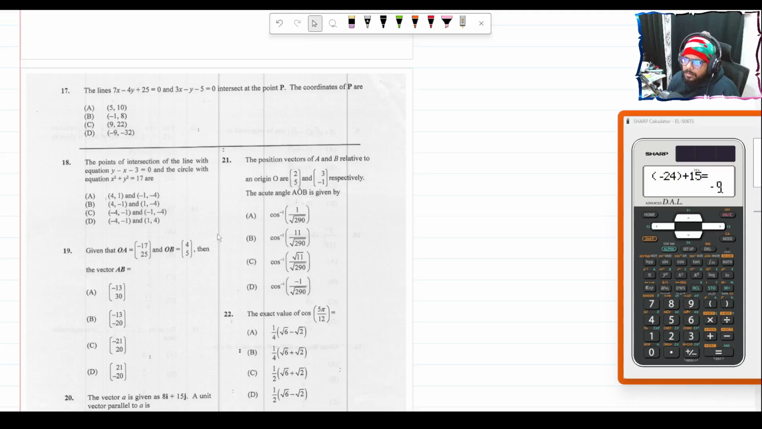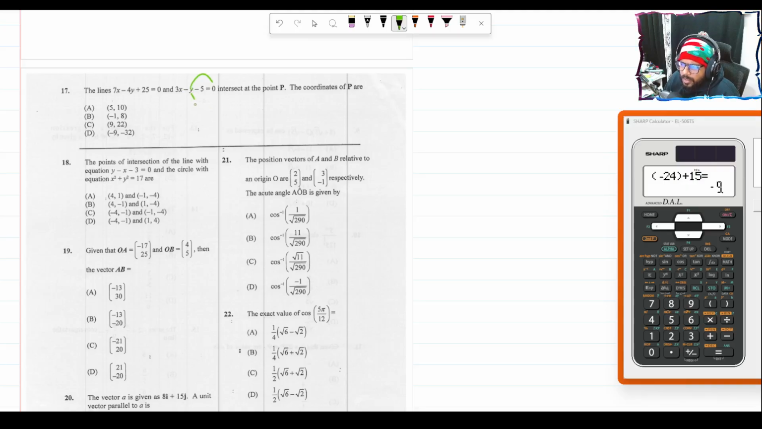Number 17. Those two intersect at the point P. The coordinate of P is, we did this question. This is 9, 22. The answer is C. I believe, if I remember correctly, you could plug in the x and y values in all two equations and check and see for all 4 solutions, A, B, C, and D, or just go ahead and solve them simultaneously.